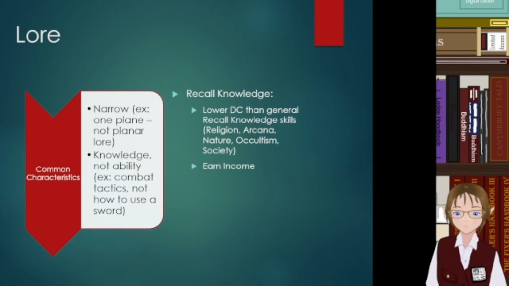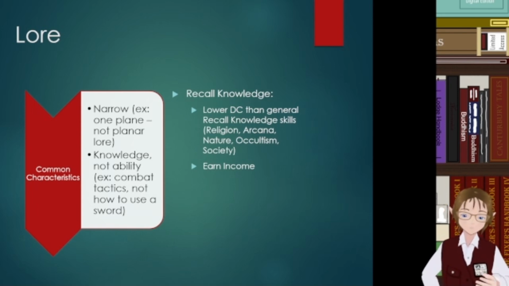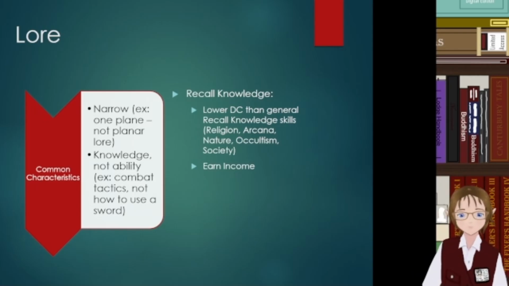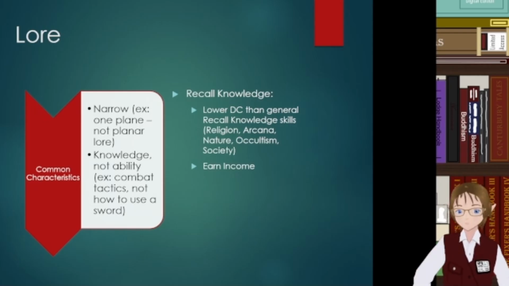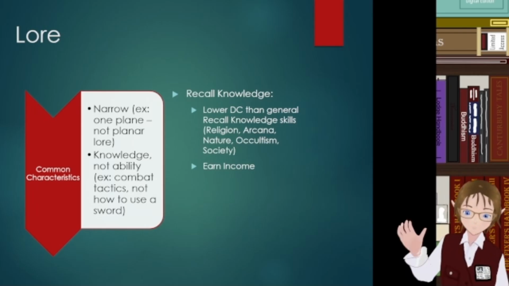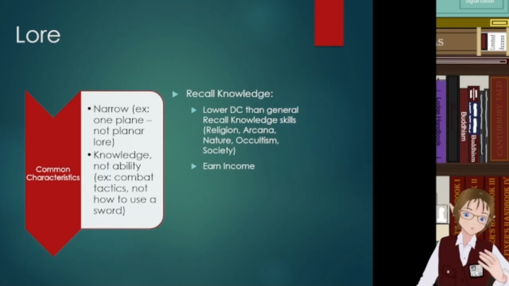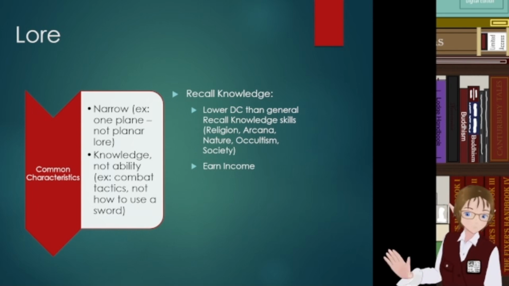Lore skills are kind of the broadest ranging ones in the game. They're all intelligence-based, and the common characteristics are basically they're narrow, and they're based on knowledge, not ability. So every single background gives you one lore skill, and a number of ancestry feats can also give you additional lore skills, and you can kind of pick them up. They are very narrowly focused, as said before, so it's knowledge about one plane, like maybe you know about the plane of fire, rather than all planes, such as planar lore, or even many planes, such as elemental planes. You have knowledge about the fire plane.